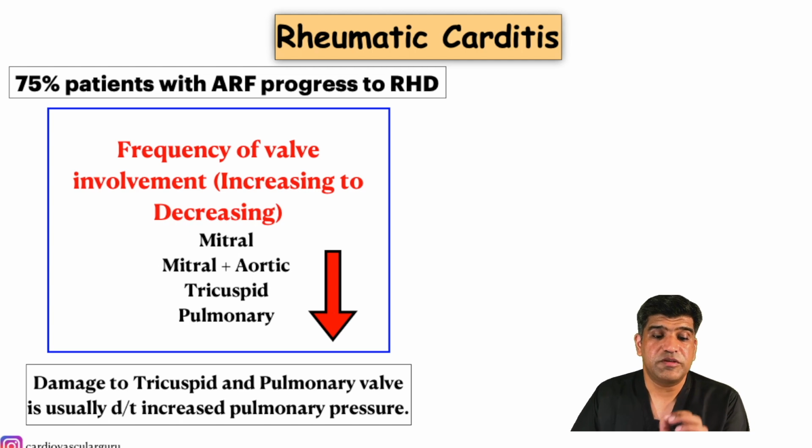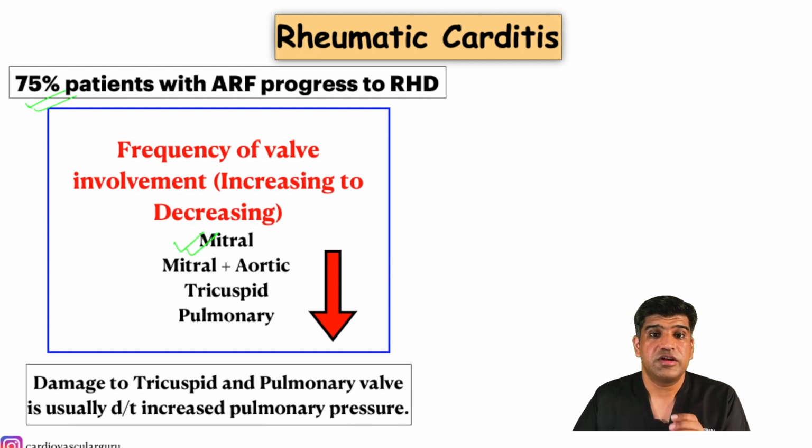Now 75% of the patients with acute rheumatic fever progress to rheumatic heart disease. This is another very important slide. You need to concentrate. Only 75% progress. Now this is a very frequently asked question: what is the frequency of the valve involvement? The most common valve involved in rheumatic pathology is mitral.